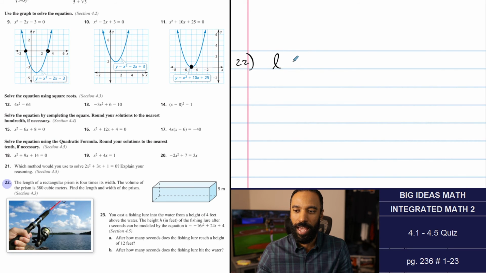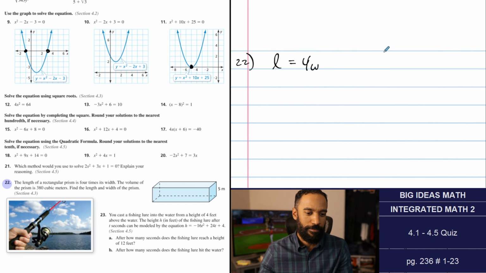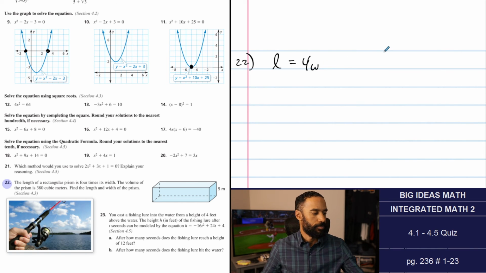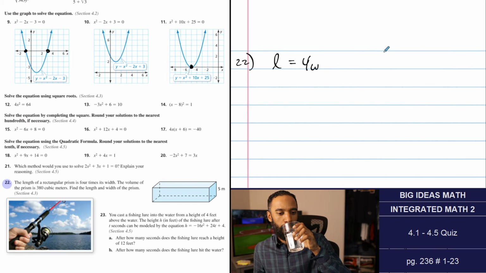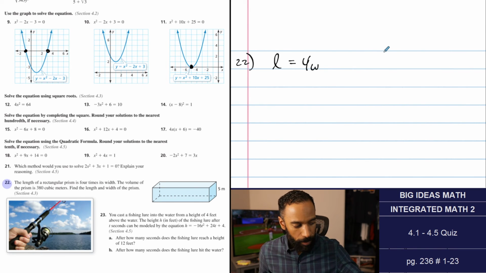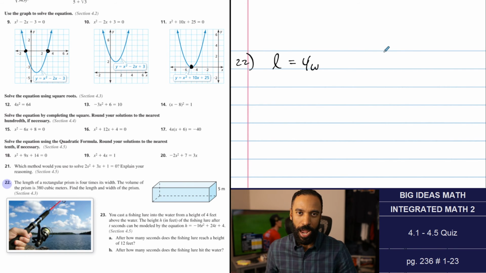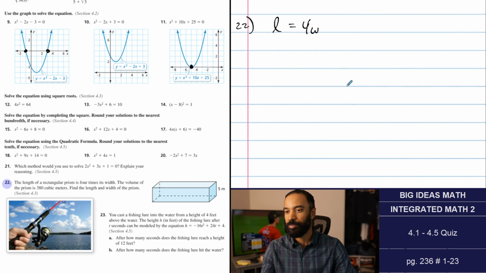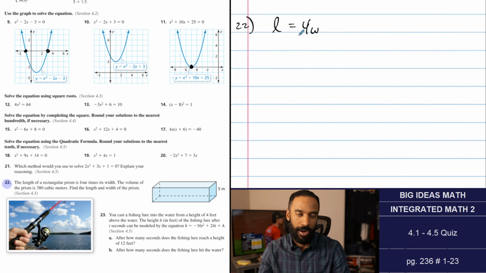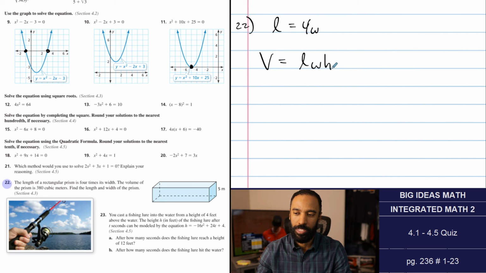All right, a length is 4 times its width. The volume of the prism is 380 cubic meters. Find the length and width of the prism. So we get a height. Prisms, although you learn them in a future chapter, probably one of the last chapters, prisms are length times width times height formula. So I can say volume is length times width times height.